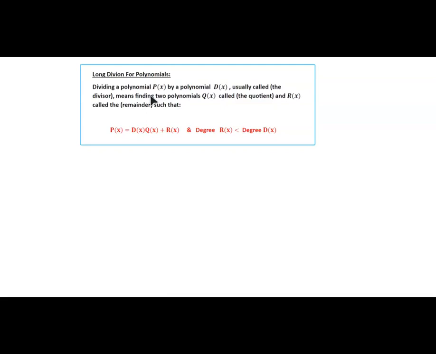So what do we mean by division of polynomials? What we mean is, if we start with a polynomial p of x, and another polynomial d of x, then to divide p of x by d of x means to be able to find a polynomial q of x, which is usually called the quotient, and another polynomial r of x, so that p of x is going to equal d of x times q of x plus r of x.